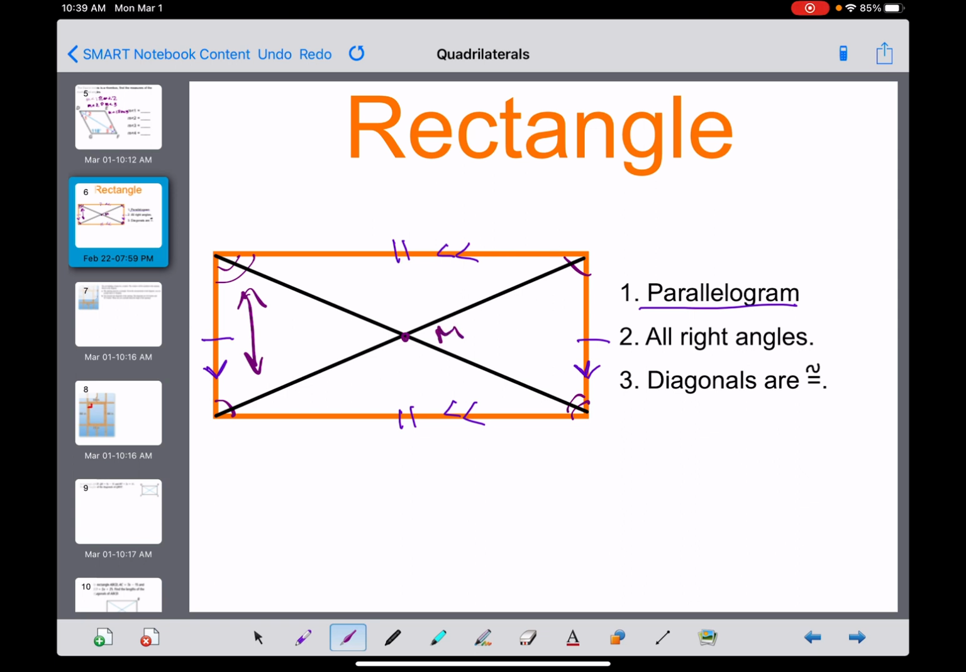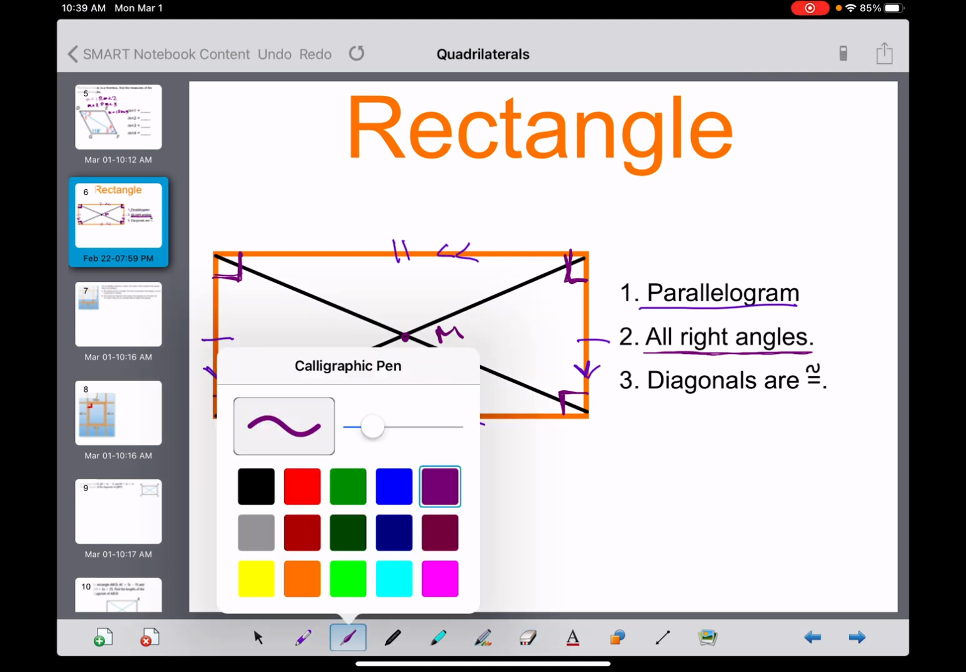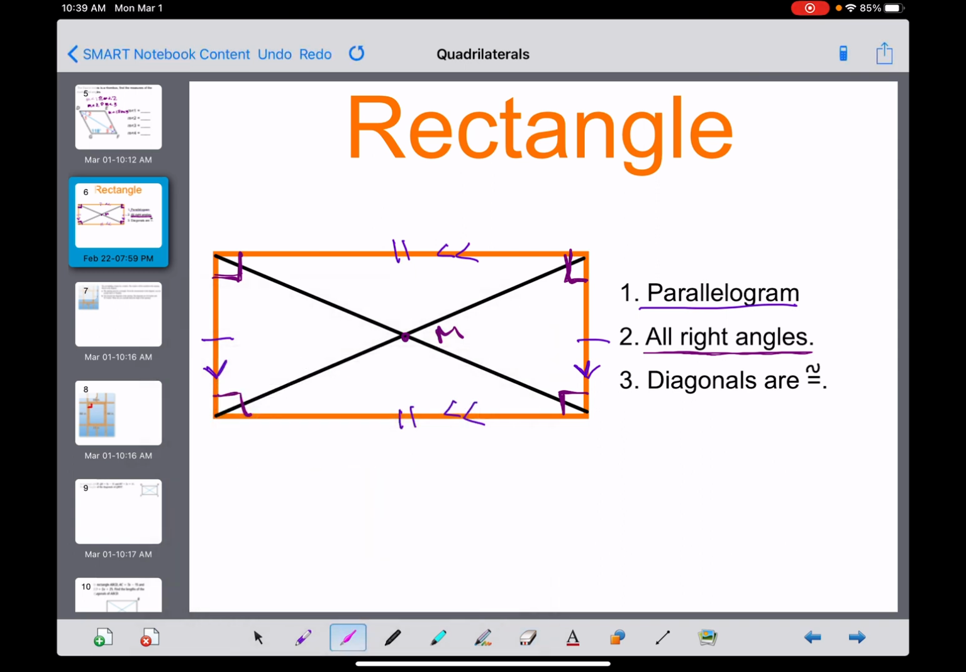However, now we're going to add a few specific characteristics for rectangles. For rectangles, all angles are right angles, which still fits our characteristics of a parallelogram. Opposite angles are still congruent, and consecutive angles still add up to 180 degrees because 90 plus 90 is 180. And another very specific characteristic is that the diagonals are congruent lengths.